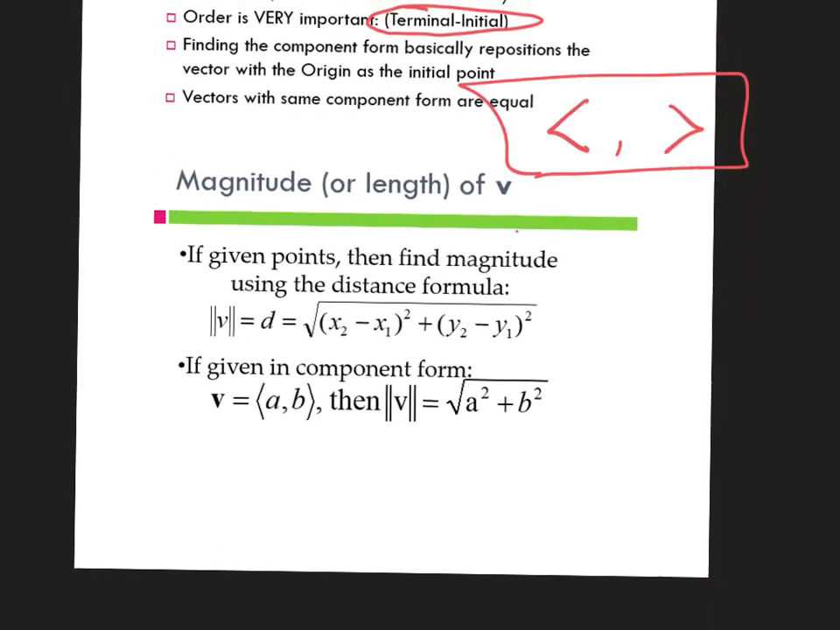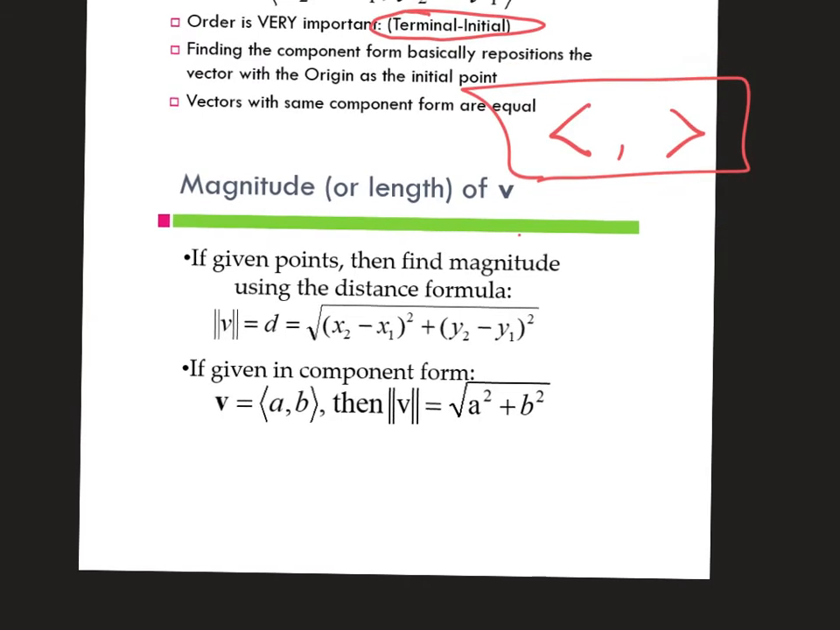Now, when they ask you for the magnitude, they're asking for the length. So if they give you 2 points, now remember points are going to be in parentheses. They'll say initial and terminal. You use the distance formula. But if they give you 2 points, you can find the component form. You can find what the vector would be. And then you can just use this form to find the magnitude.